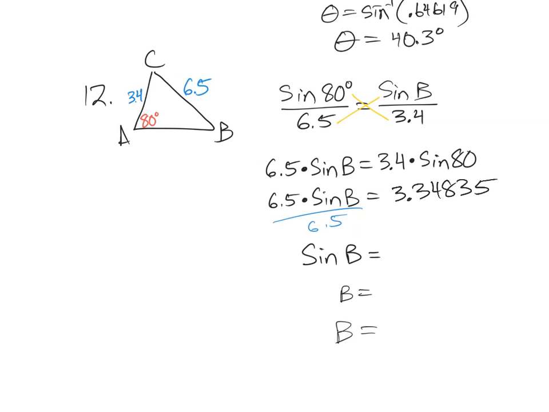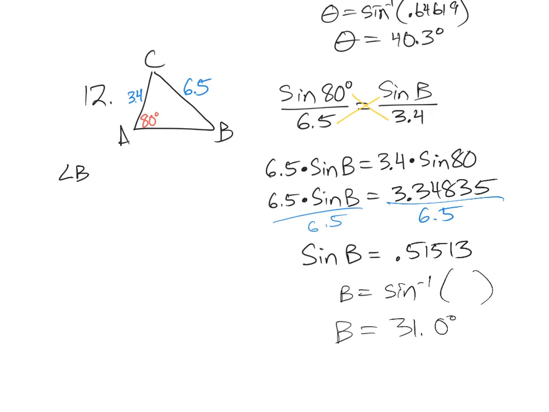3.34835. That look right? Then we divide off the 6.5. And we get 0.51513. So the arc sine of that, 31.0 degrees. Okay, so angle B is 31.0 degrees. We'll just say 31. So what's angle C then?